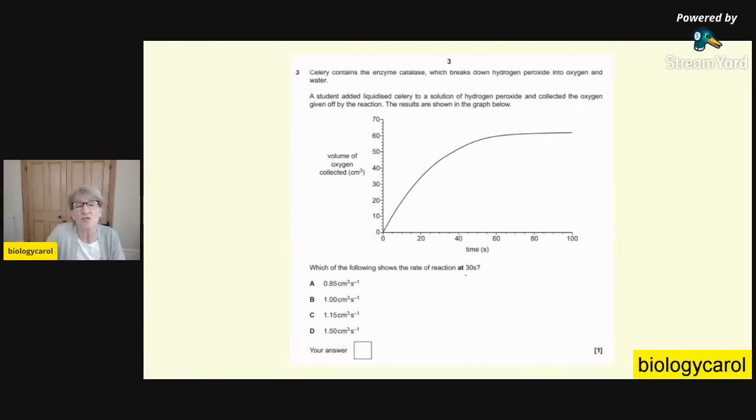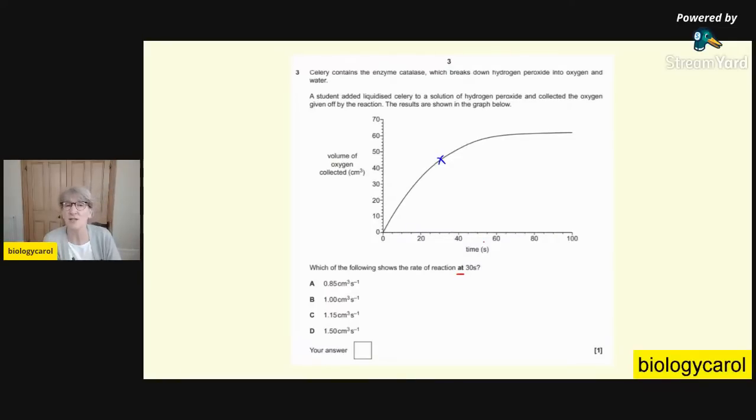Which of the following shows the rate of reaction at 30 centimeters? They've emboldened "at". That's because they want you to work out the rate of reaction at that particular point in time, not over the first 30 centimeters. It's a very different calculation.